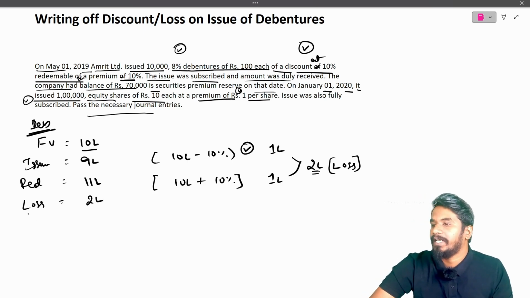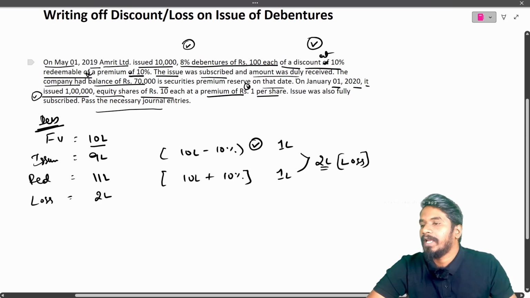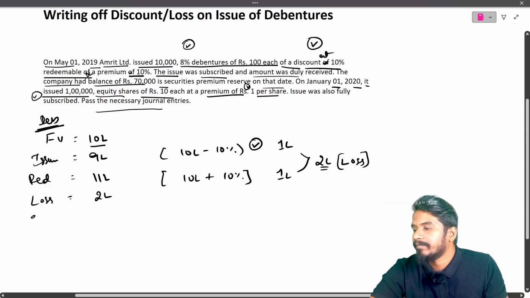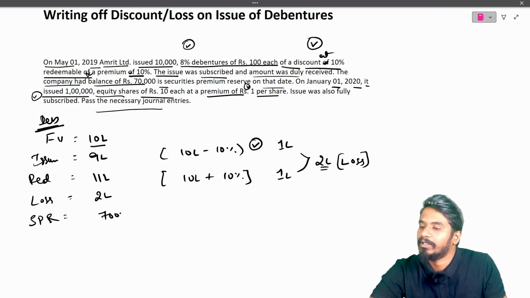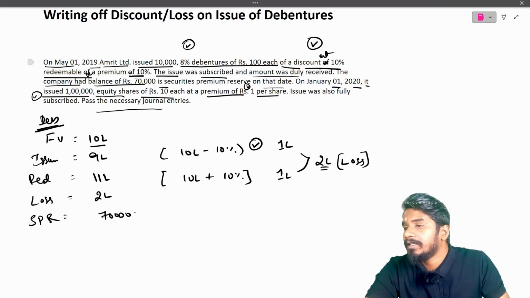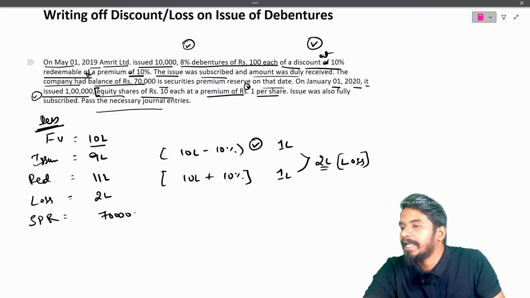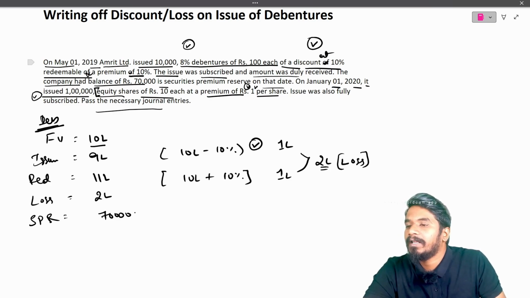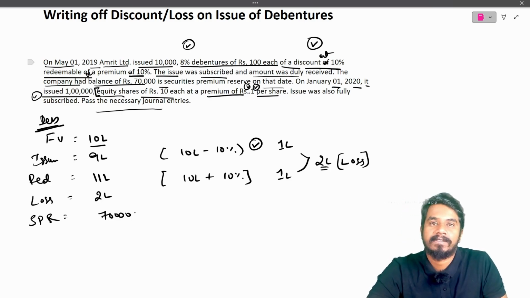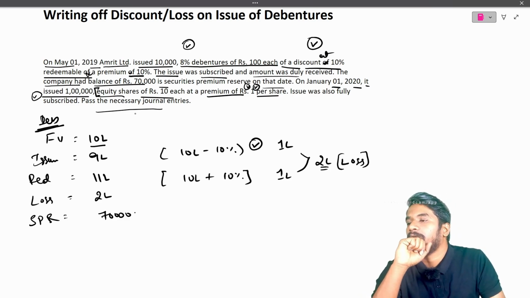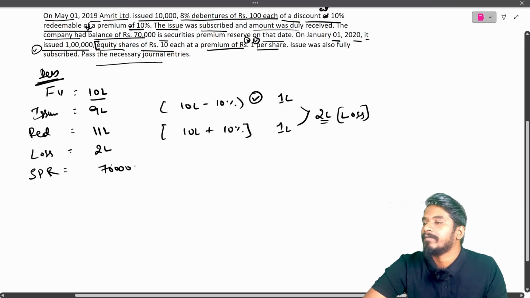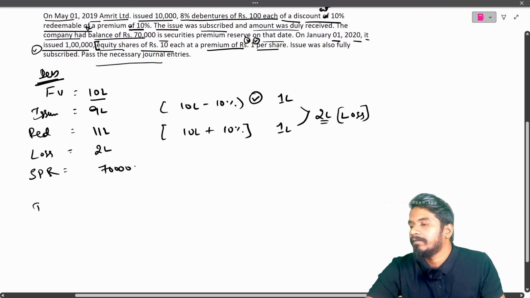And then what we need, we have securities premium reserve. Securities premium reserve is 70,000. But the thing is here, at the time of issue of equity shares, we are issuing at an extra 1 rupee, that is premium, right? That premium also we need to include. So how can we calculate? Let us see. So debenture is done. We'll calculate shares.